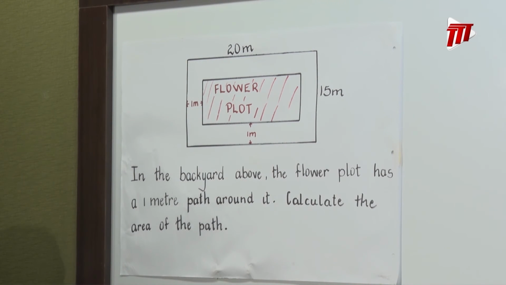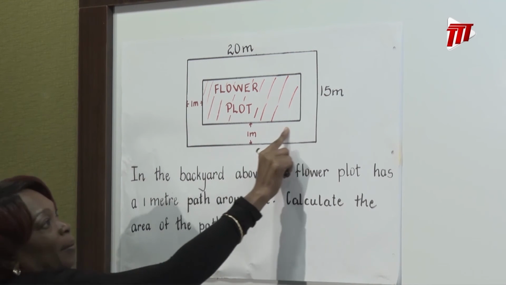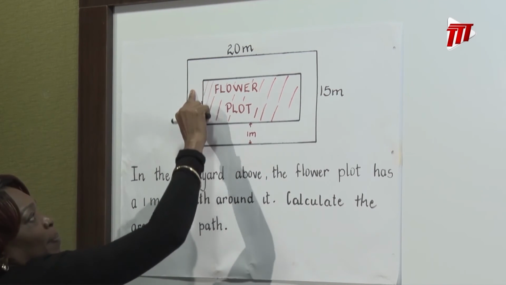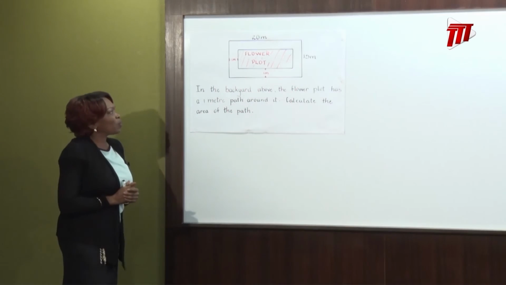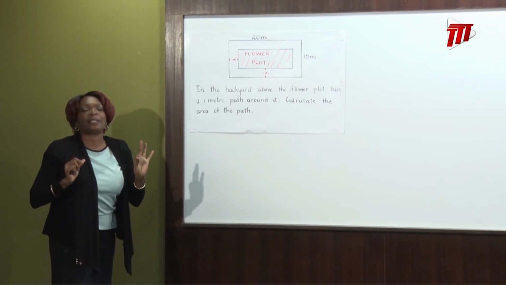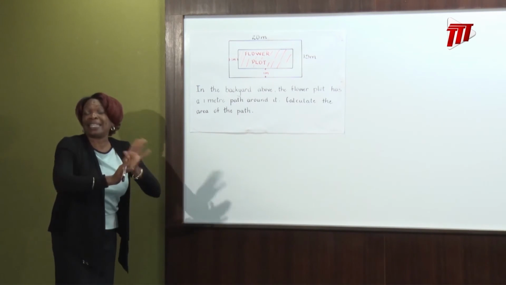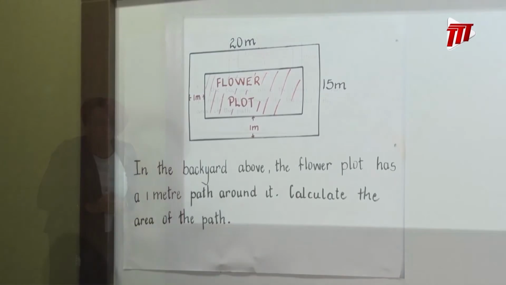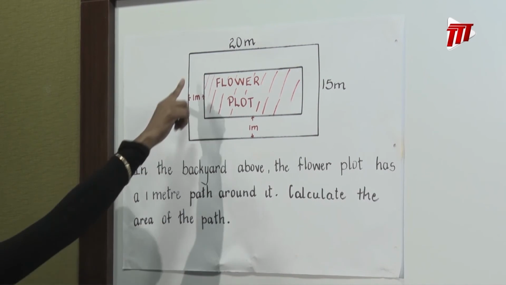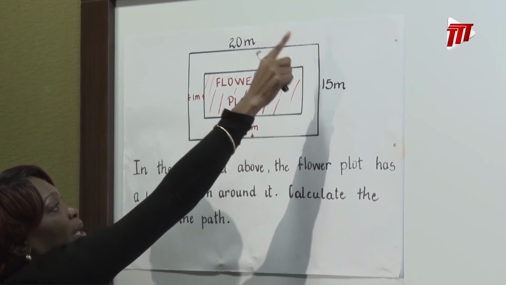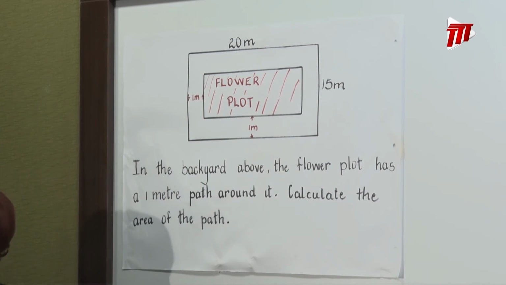The question asks us to find the area of the path. Are you seeing where the path is? Because you need to identify clearly what it is you're looking at. This is the path here. So now that we've identified everything, let's go. What can we find first? Can we find the area of the entire backyard? Yes, we can. What are we going to use? The length of the backyard is 20 meters. The breadth of the backyard is 15 meters. Are you seeing that, boys and girls?